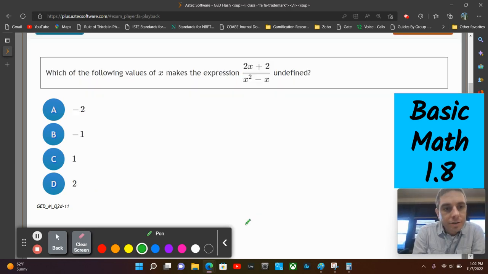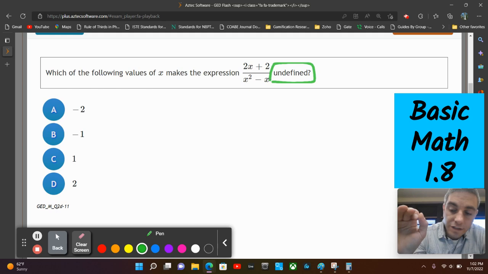$3.45. Which of the following values of x makes the expression undefined? And we have a fraction here with some algebra language involved using letters and things like that. So undefined means that there's no answer, or that it's impossible to do. There is a type of fraction which is impossible to do. And fractions are just another way of showing division. So let me explain what I mean by that.